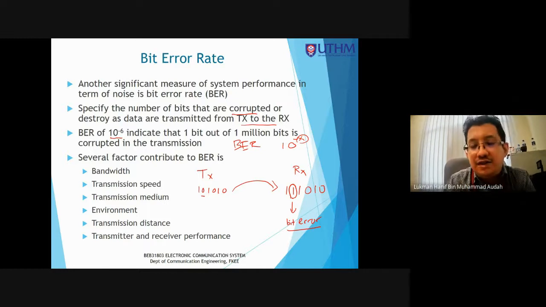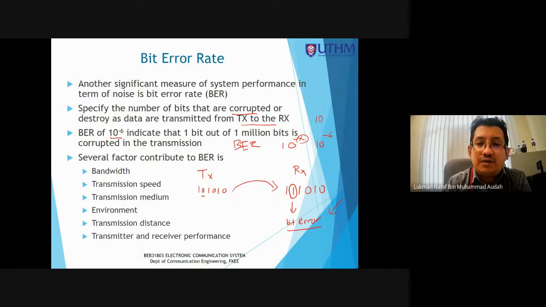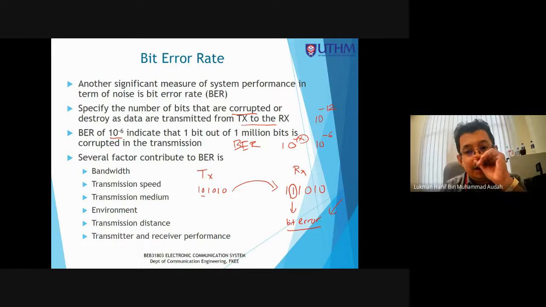So if I write 10 power of minus 6, that means 1 bit from 1 million bit will be corrupted. Okay, akan ada kebarangkalian 1 bit daripada 1 juta bit akan berlaku error seperti ini. Daripada 1 juta bit ada kemungkinan 1 bit akan corrupted. So this is 10 power of minus 6. So we have for example 10 power of minus 12. Ini lebih bagus lah. Maknanya dia punya kadar lebih rendah. Maksudnya 1 daripada 10 kuasa 12 bit yang dihantar akan corrupted.